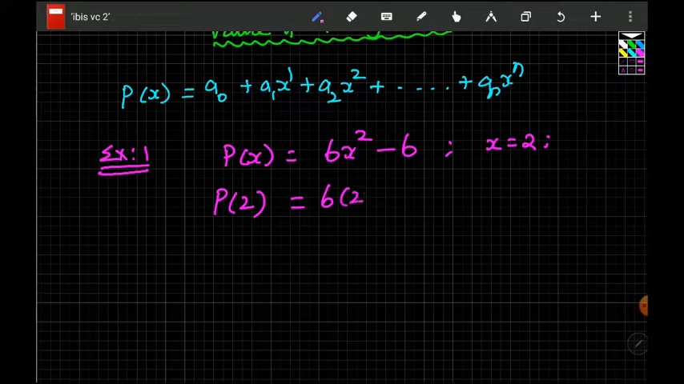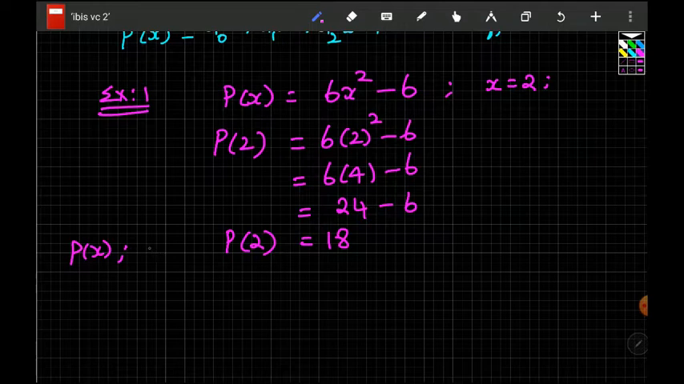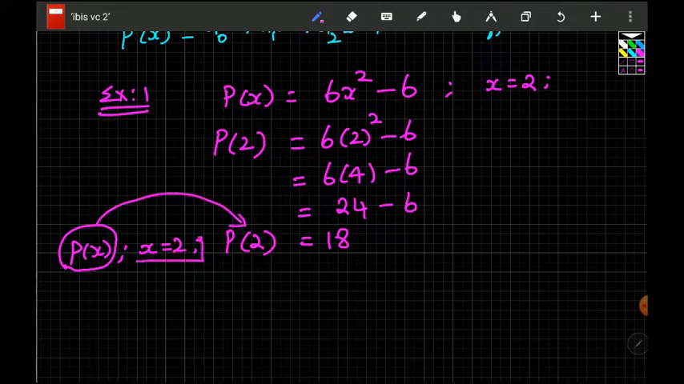So 6 into 2 square minus 6. 2 square is 4, so 6 into 4 minus 6, which is 24 minus 6. So it is 18. So the value of a polynomial p of x when x is equal to 2 is called p of 2. From the polynomial p of x, you can obtain p of 2 by substituting x as 2.